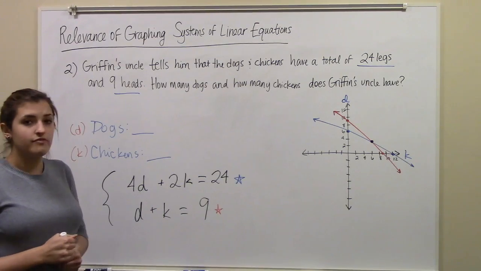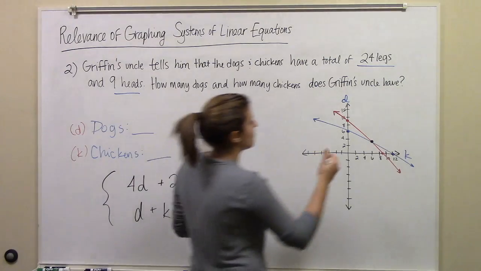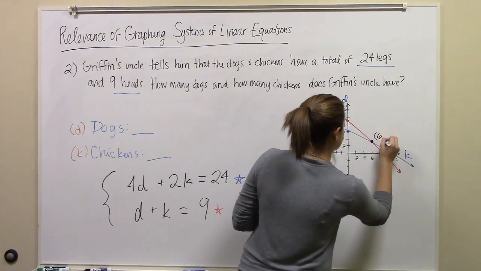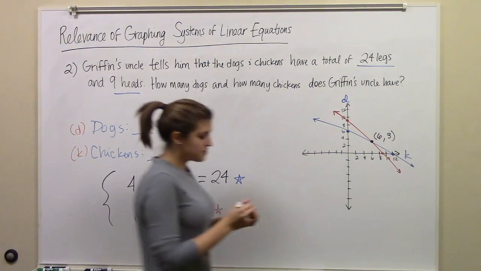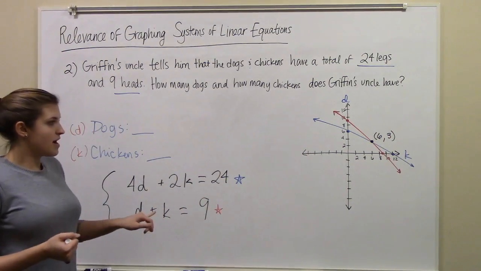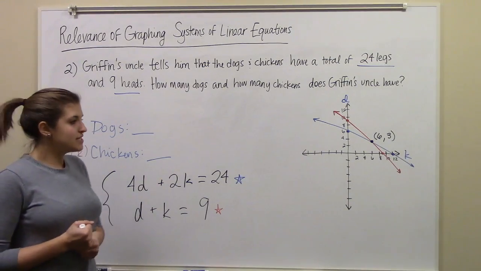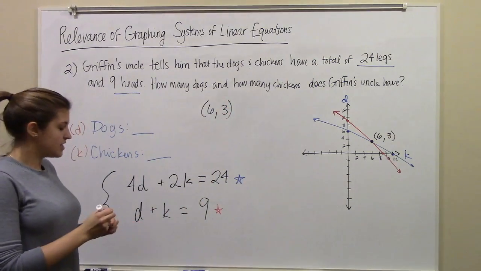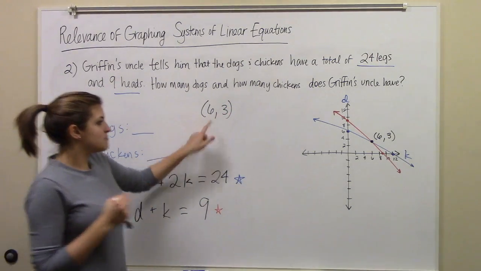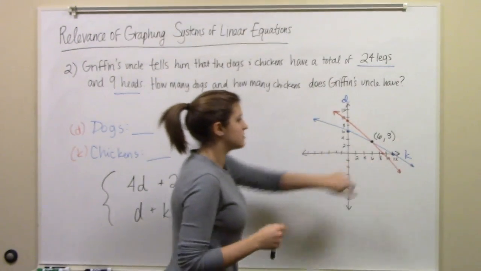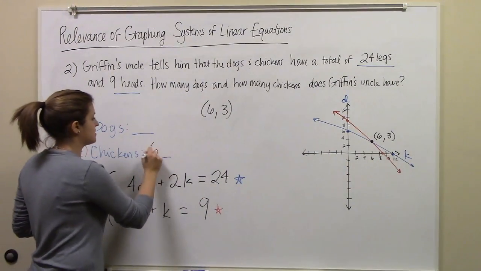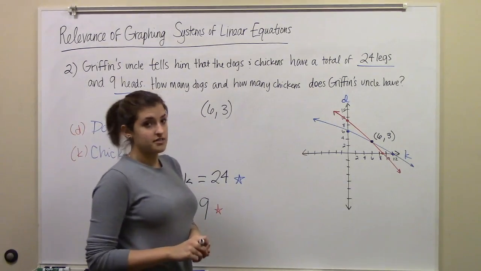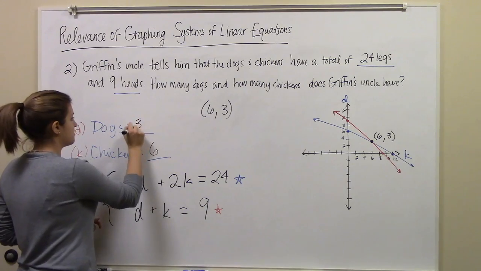Well, that intersection point falls at 6, 3. So 6, 3 is my point of intersection. And what does that mean? Well, if I take the ordered pair 6, 3, I will find that 6 comes from the K-axis, so the number of chickens. So the number of chickens is going to be 6. And the 3 comes from the D-axis, or the number of dogs. So the number of dogs is 3.